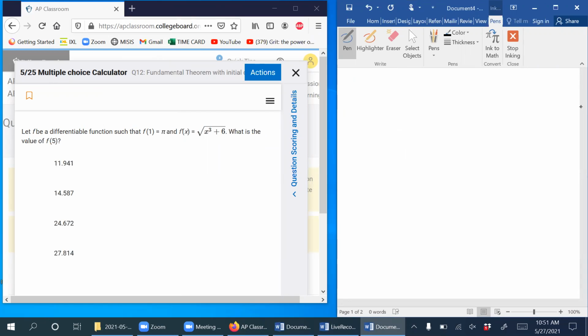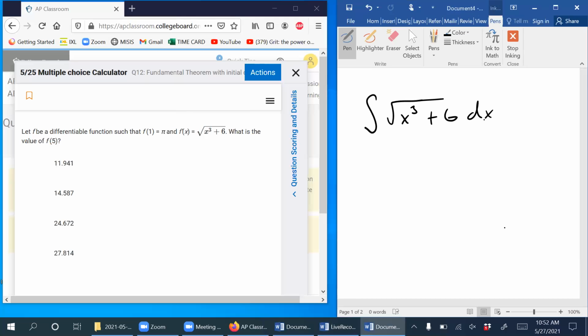And if we just set up this integral of the square root of x cubed plus 6 dx, and then once we take the integral of that, we have to find what the value at 5 is. Now, there is a way of doing this, right? If we just plug in instead.